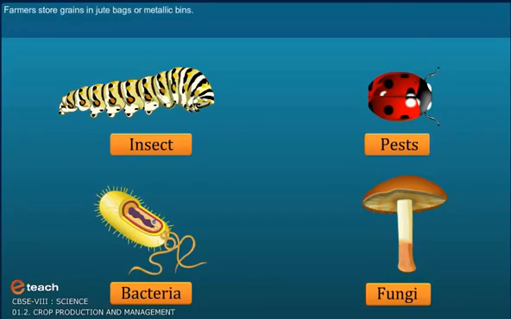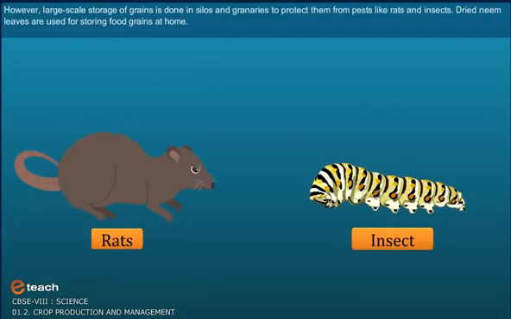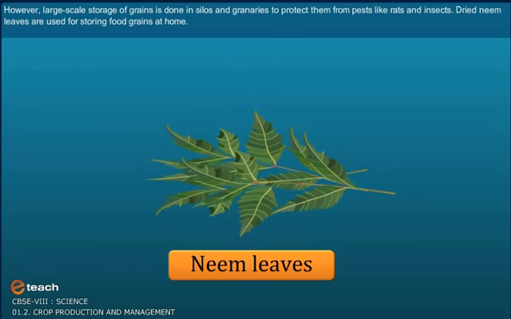Farmers store grain in jute bags or metallic bins. However, large-scale storage of grains is done in silos and granaries to protect them from pests like rats and insects. Dried neem leaves are used for storing food grains at home.